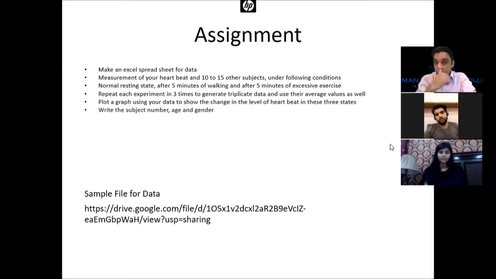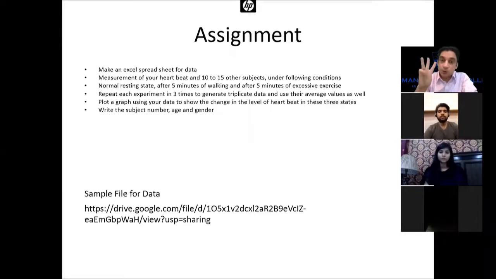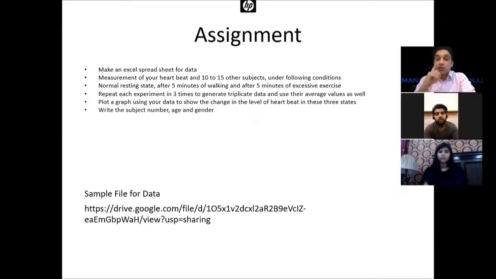Anyways, I'm almost done. So the important thing is that every experiment which you will be doing, you need to execute that experiment at least 3 times. That is very important, because you might not be able to measure the heart rate perfectly in the first attempt. There might be a chance of error. So you need to execute that activity at least 3 times.